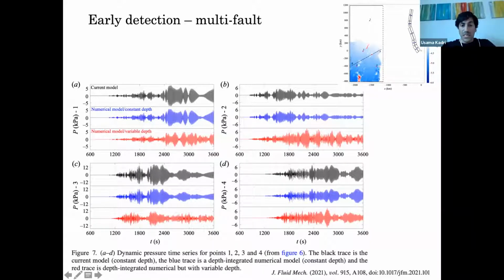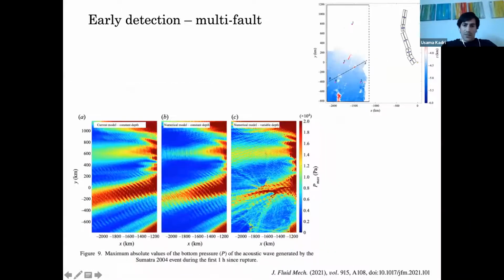And you can see that at the different points, the theoretical model is capturing quite well the main signature. Okay. This is another example which shows the maximum pressure for the constant depth with the current model. With the theoretical model, it's almost a carbon copy of the numerical solution, right?